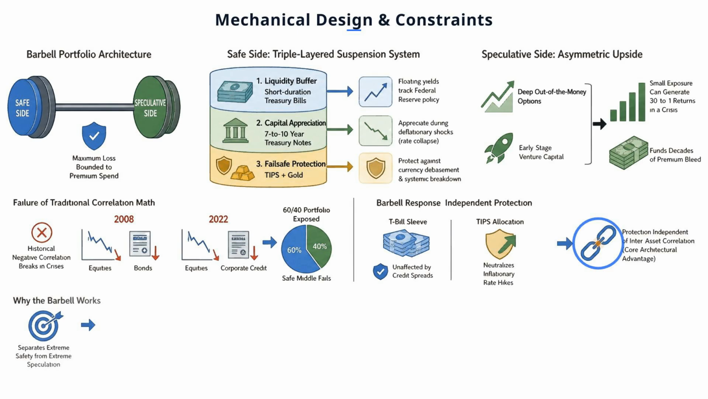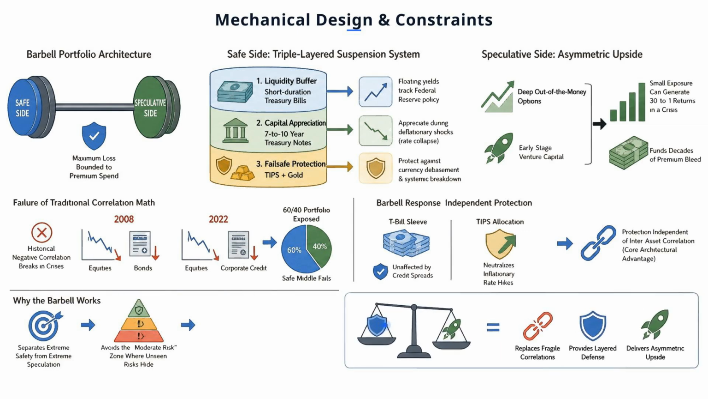By separating extreme safety from extreme speculation, the investor avoids the moderate risk zone where the most dangerous unseen risks typically reside. Summary: the barbell replaces fragile correlations with a robust layered defense and asymmetric upside.